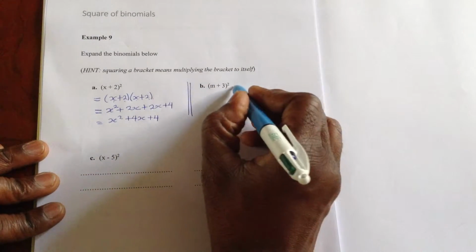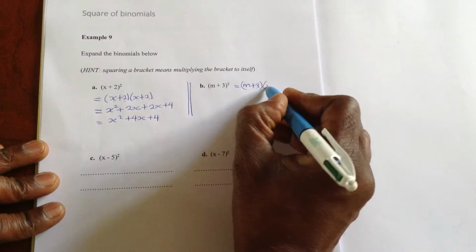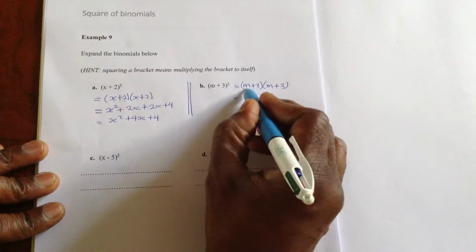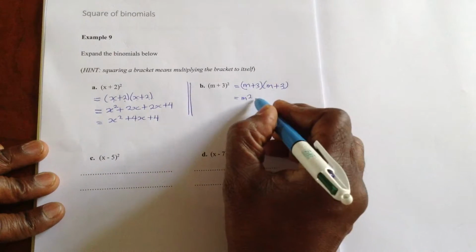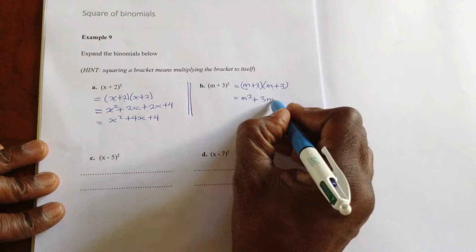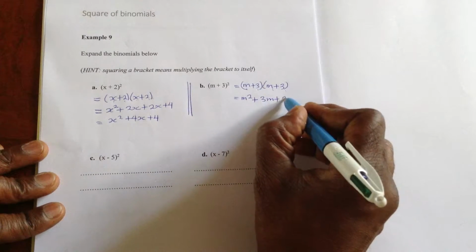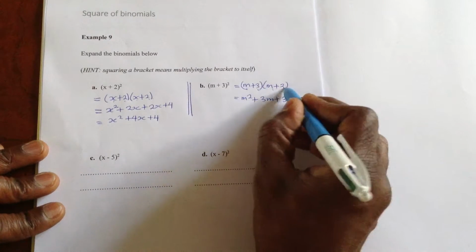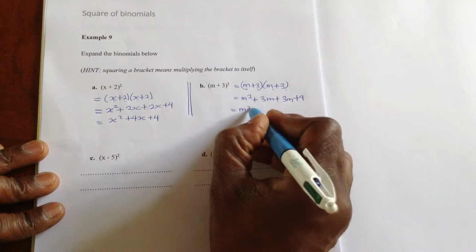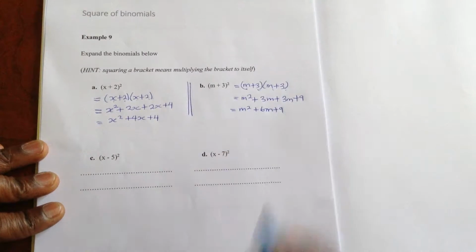B. This equals m plus 3 times m add 3. So that will give me m times m will be m squared, add m times 3 will give me 3m, add 3 times m is also 3m, and then 3 times 3 will be 9. So this will simplify to give m squared add 6m add 9.